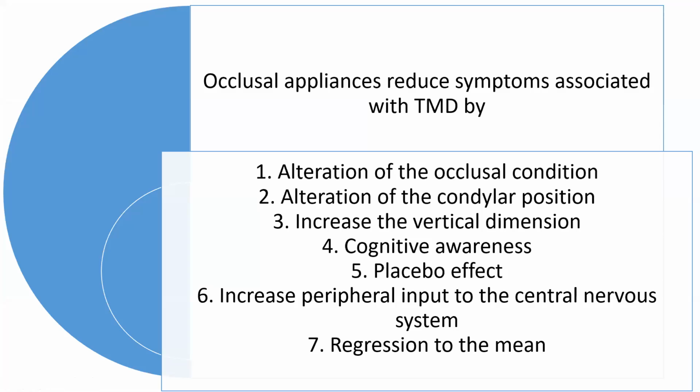occlusal splint. Occlusal appliances can be used to reduce the symptoms of temporomandibular disorder. The theory behind this occlusal appliance is that it can function as an alteration of the occlusal condition, an alteration of the condylar position, and it increases the vertical dimension. It can act as cognitive awareness, it also acts as a placebo effect, it helps to increase the peripheral input to the central nervous system, and it can also cause regression to the mean.